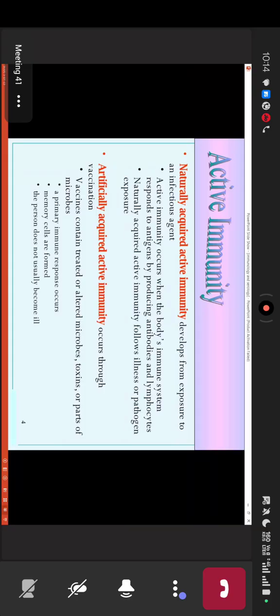Because we give treated or altered microbes to that individual, right? And we establish their memory cells. So during their journey, if the individual comes in contact with a similar antigen, their body starts producing antibodies immediately, and the individual is able to fight against that particular type of disease, right? So this is the artificially acquired active immunity.